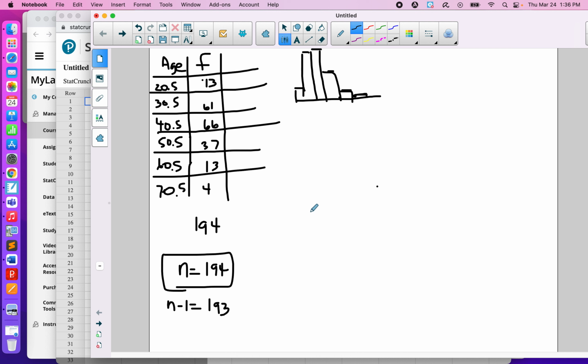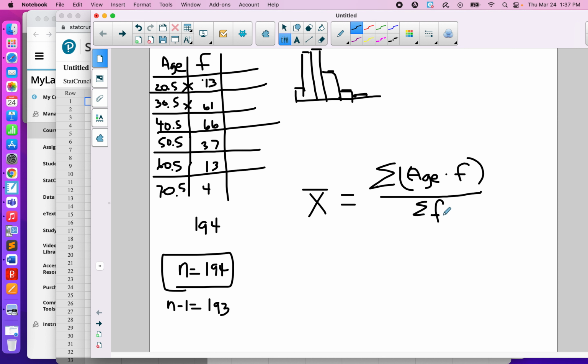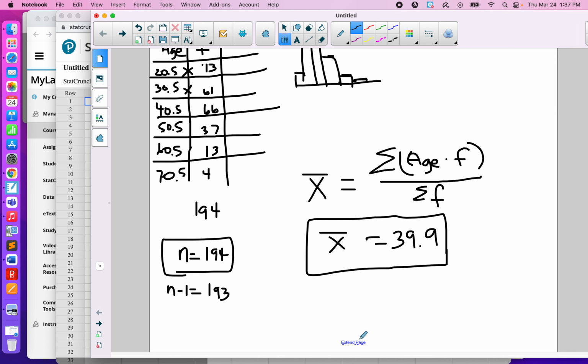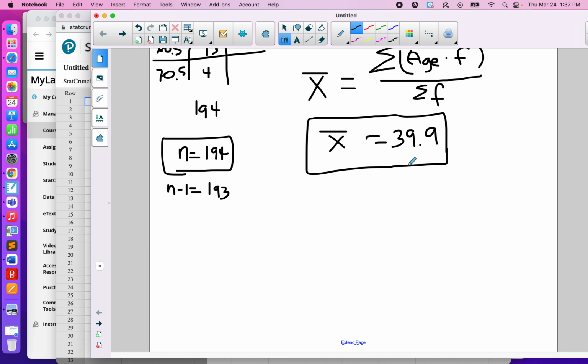Now, when I do the x bar, I have to take these midpoints and multiply them times the frequency and then divide by this total number here. So let me do it again. The sum of my age times my frequency, each one of my ages multiplied times the frequency. This summation means add them all up, divided by the sum of all my frequencies. And that gives me a mean of 39.9. Take your time and see if you get that mean. If you don't, I'll come back and calculate that with you, but that'll take a little bit more time.